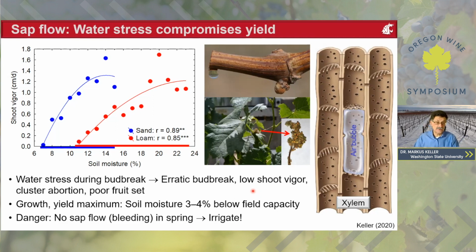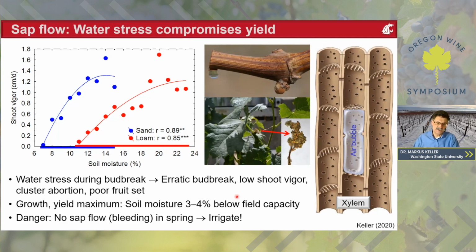And we see clusters like here aborting. They fall off just as they come out from the bud. And we also see poor fruit set. That is often the result of insufficient soil moisture, insufficient root pressure, and insufficient sap flow.